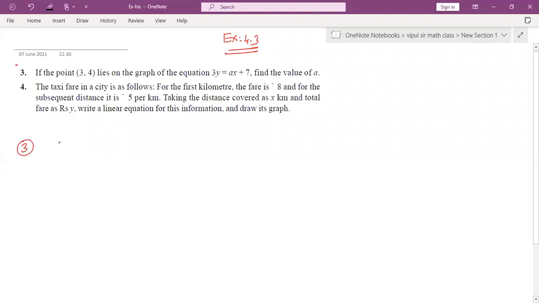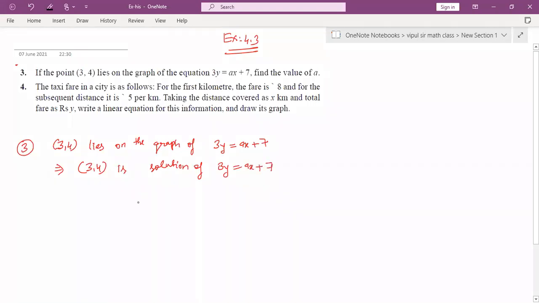As it is given that (3, 4) lies on the graph of 3y = ax + 7, so the point is on the graph, which means this (3, 4) is the solution of 3y = ax + 7. That means if you substitute the value of x and y in this given equation, it satisfies the equation.